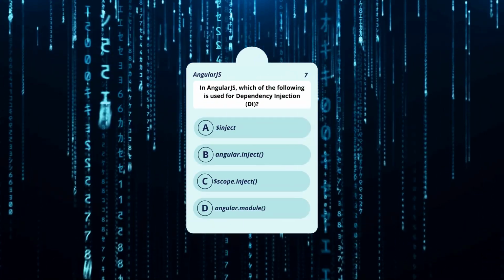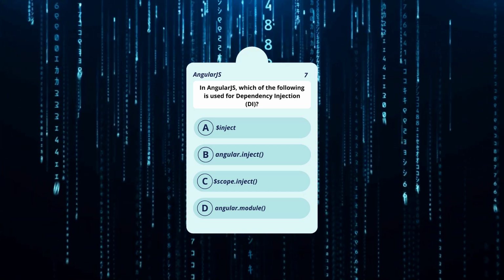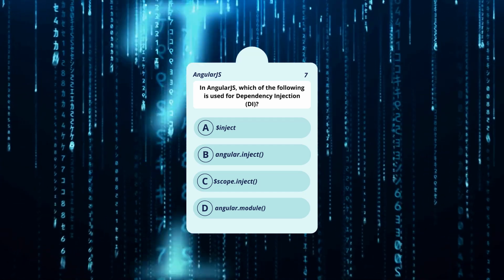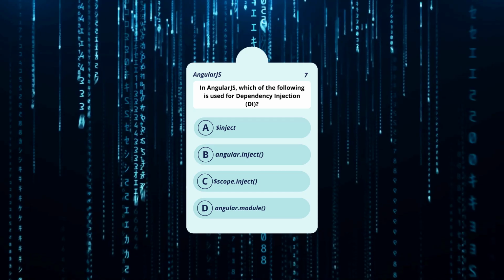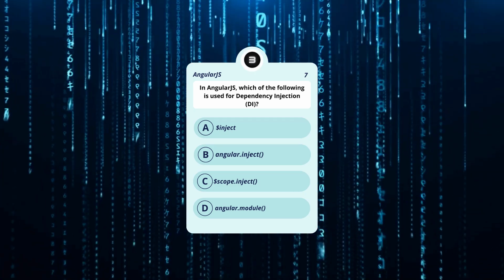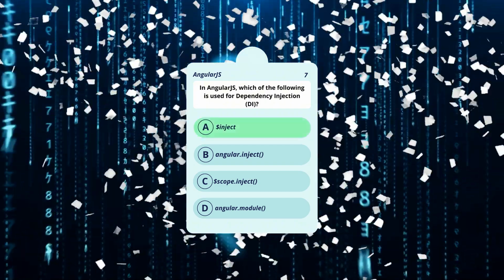In AngularJS, which of the following is used for dependency injection? A. $inject. B. angular.inject. C. $scope.inject. D. angular.module. Answer A.